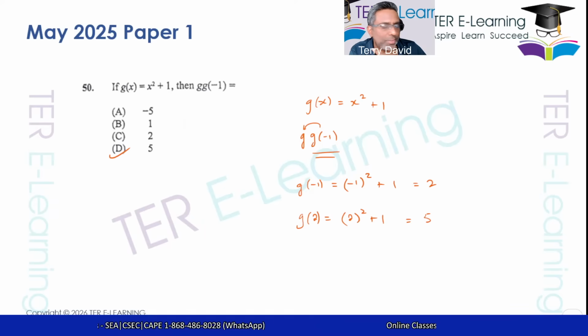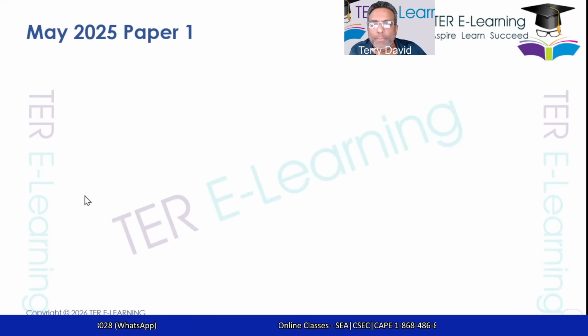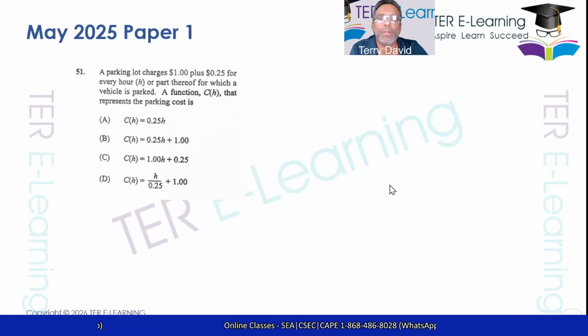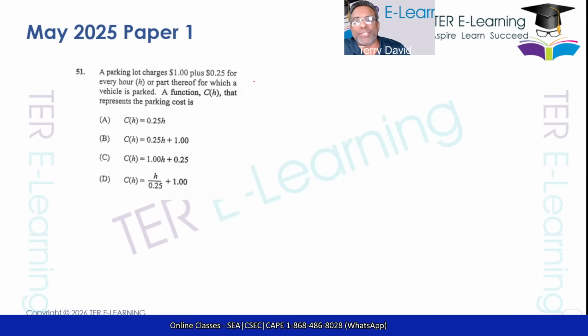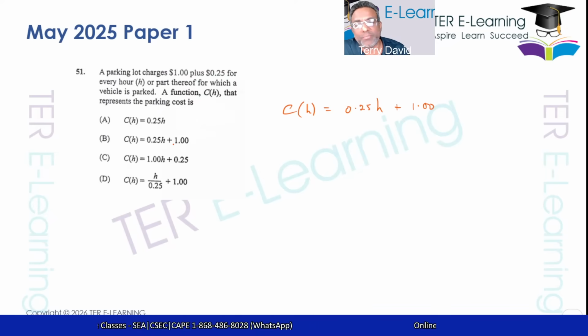51. We saw this one last night. All right, so we have parking lot charges $1 plus 25 cents for every hour. So the cost function is simply going to be 0.25 multiplied by how many hours plus 1.00. So the answer is going to be B. Right, that's the parking function.